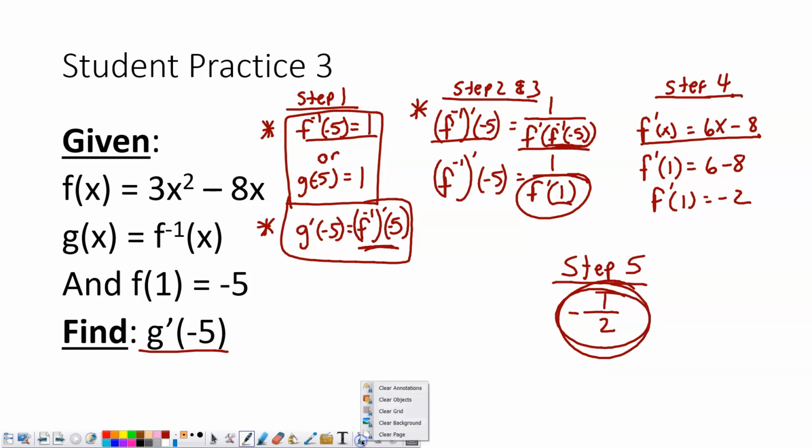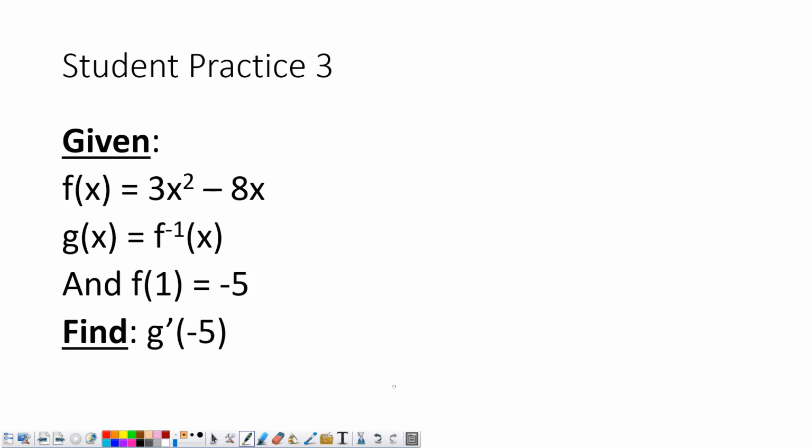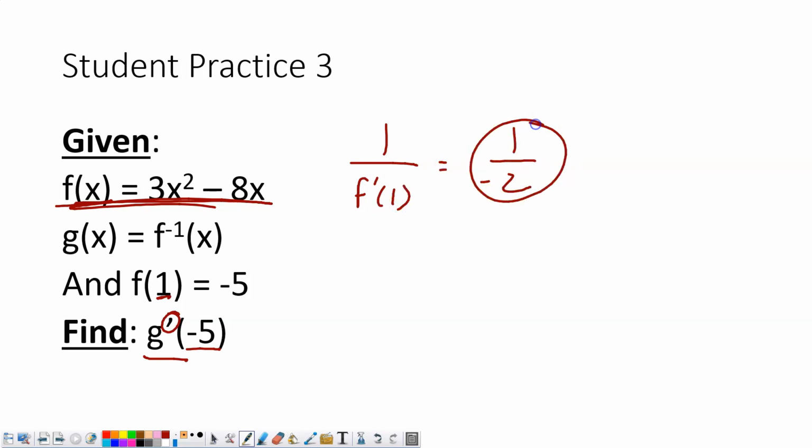All right. Once again, another way to do it is to say, okay, well, I know that g is the inverse of f. And since I'm trying to find the slope of g at negative 5, that's going to be the reciprocal of the slope of f at 1. So I would just do 1 over f prime of 1. And after I calculate f prime of 1, I got my answer. So there you guys go.